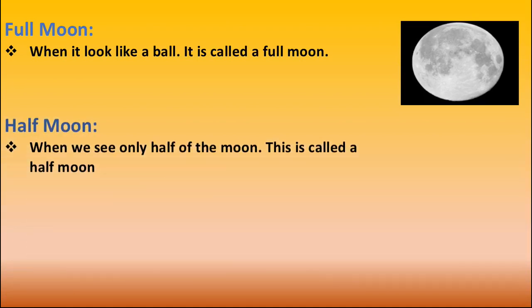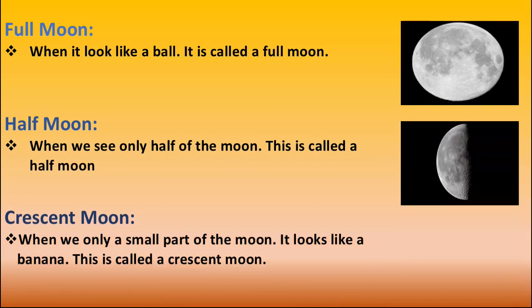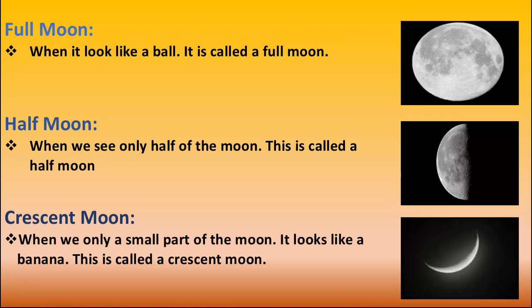Half moon. When we see only half of the moon, this is called a half moon. Crescent moon. When we see only a small part of the moon, it looks like a banana. This is called a crescent moon. This is not a new moon. Remember, this is the crescent moon.